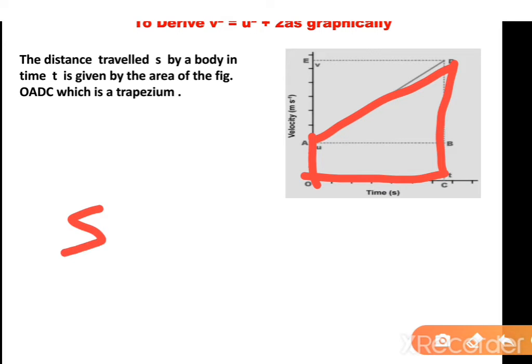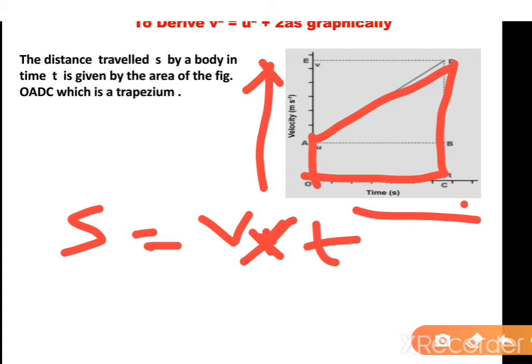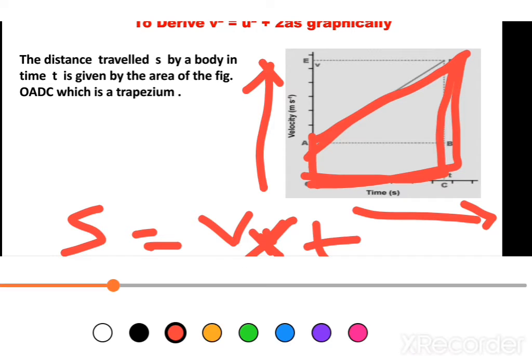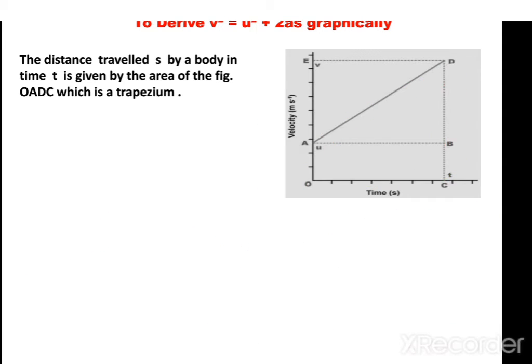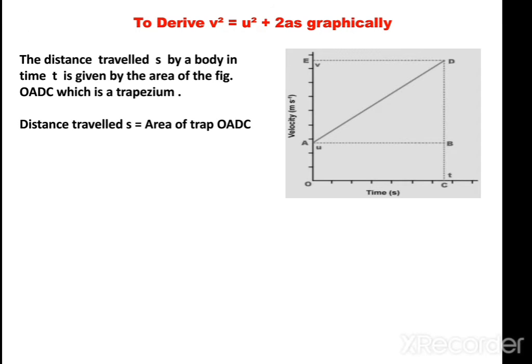Because the distance traveled is nothing but velocity into time. Distance traveled or the displacement is nothing but velocity into time. And velocity is nothing but y-axis, time is nothing but x-axis. Then the area enclosed between this graph, which I have drawn, is nothing but the displacement made by the body or distance travelled by the body. So distance travelled is given by area of trapezium OADC.